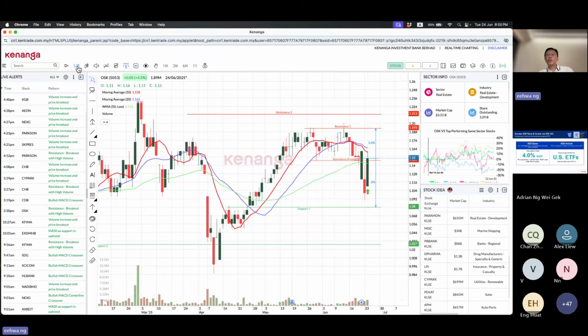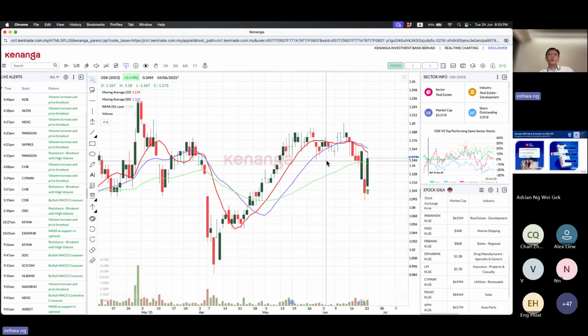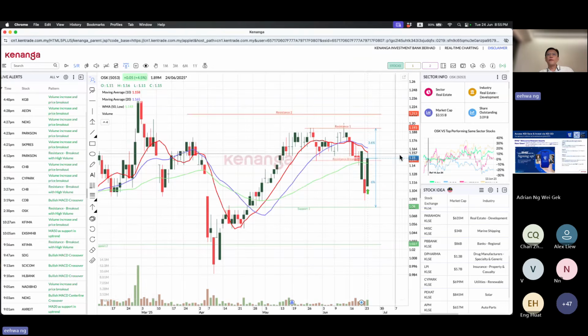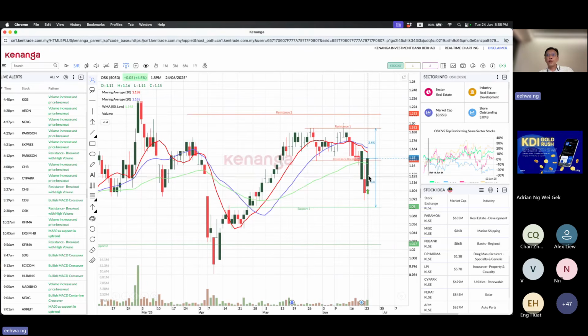Now, why is that the resistance? For those of you who know resistance, support broken turns resistance, this was a former support. Okay, and put back the line. This is the former support. The stock price broke and then recovered and closed above. So this is called a resistance breakout. Okay, so further upside, if it can cross above the two moving averages, again, is a valid setup.